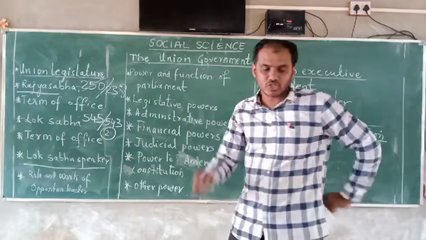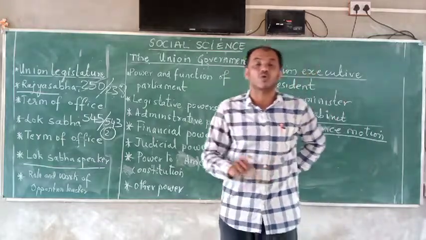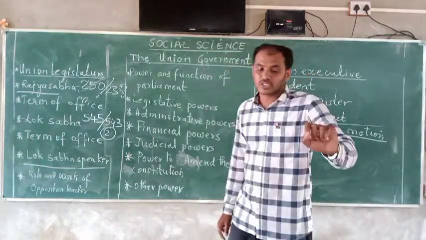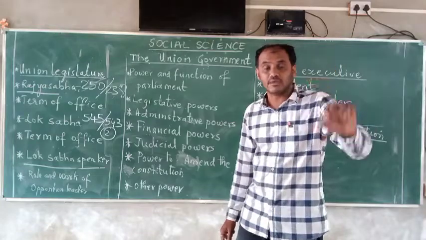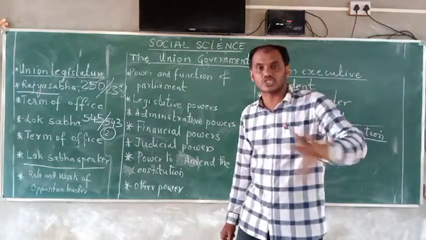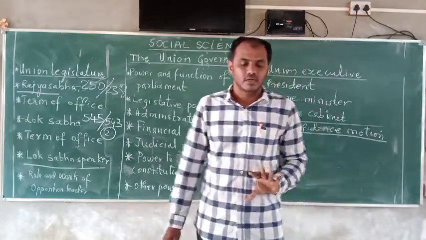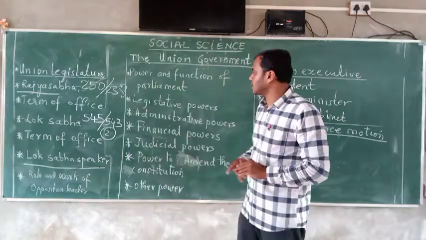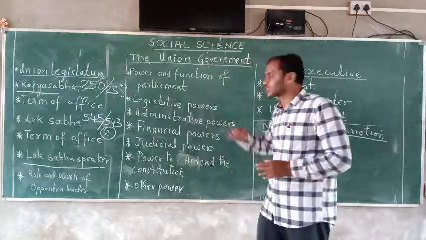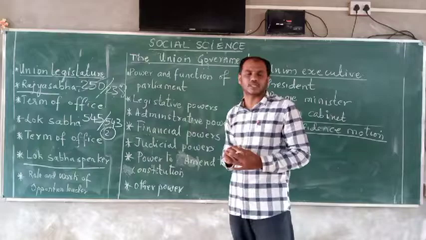So here, the Council of Ministers can be in power only as long as the ministers have the trust of the Parliament. Parliament has control over the executive. The whole executive comes under the Parliament itself.